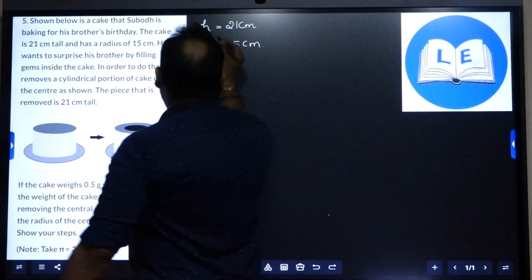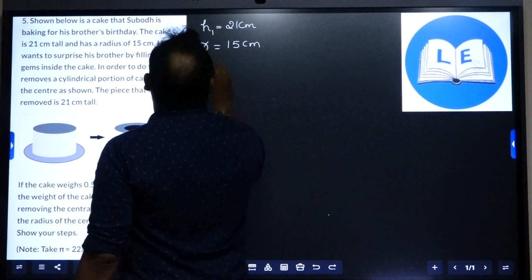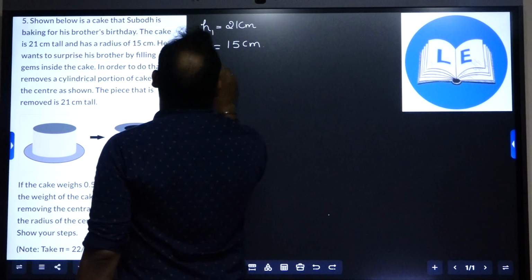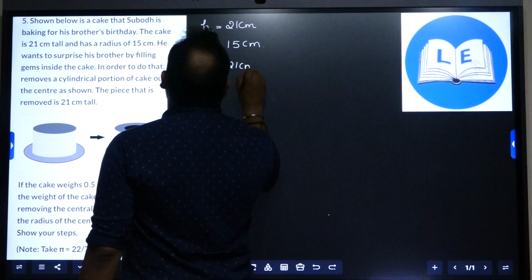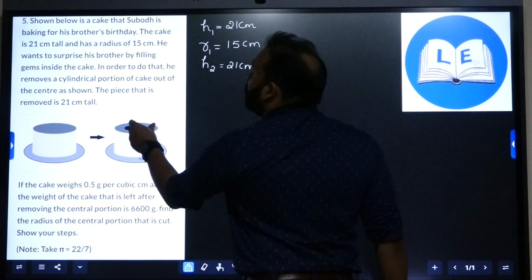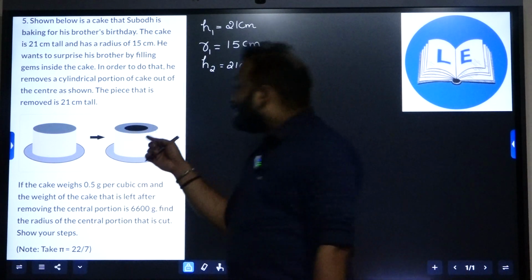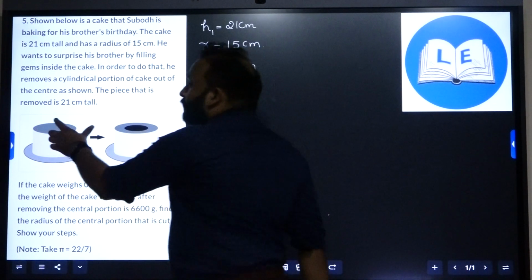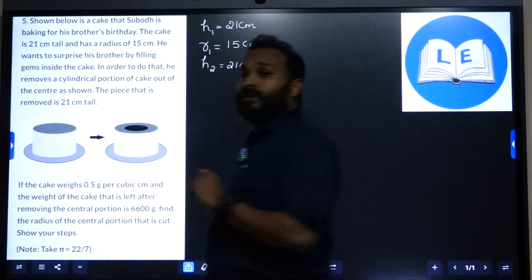So if I am taking two different cylinders, my H1 is 21 and my H2 is also 21 centimeter because they have given it here. R1 is 15 centimeter, but R2 looks smaller than 15 centimeter, correct? Because it is taken from inside. So this, if we consider as a larger cylinder, this is a smaller cylinder.